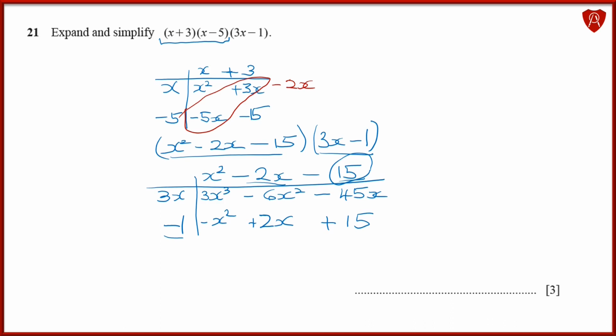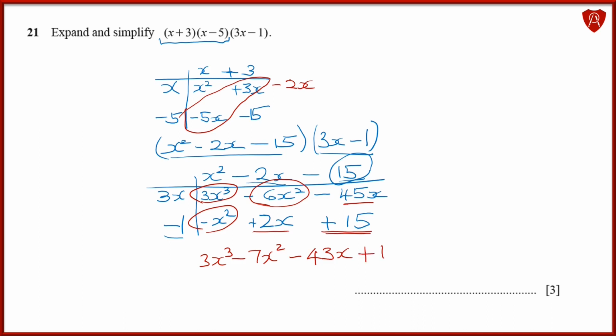Let's put the like terms together. There is only one term with x cubed, two terms with x squared. It's negative 6 and negative 1, so total of negative 7x squared. Terms with only x are negative 45 and plus 2, so negative 43x. And the constant, the only number, is positive 15. That should be our answer.